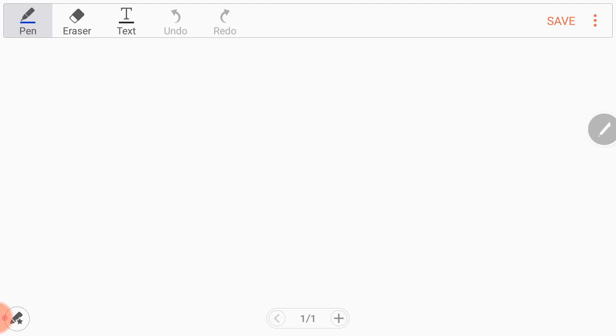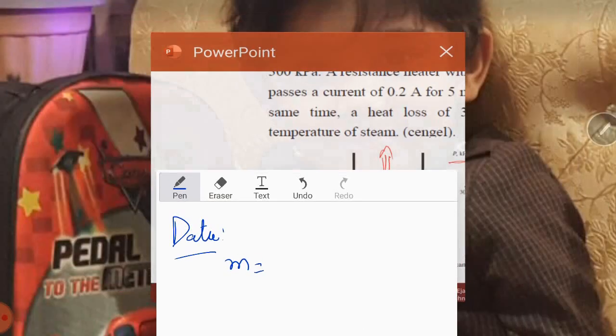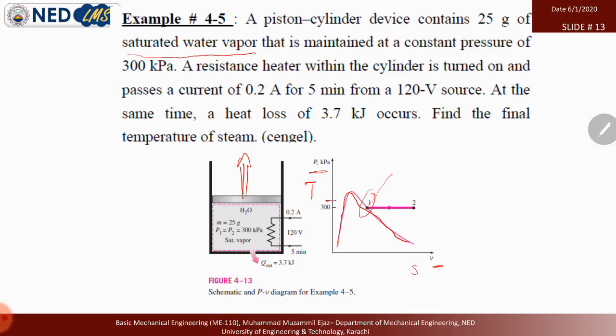Yes, I just do it because I want to solve this in a landscape. The previous one is a horizontal one. So let's move on. We have the data: initial mass is 25 gram, P1 is 300, current is 0.2, voltage is 120, and heat loss, that is Q, is 120.